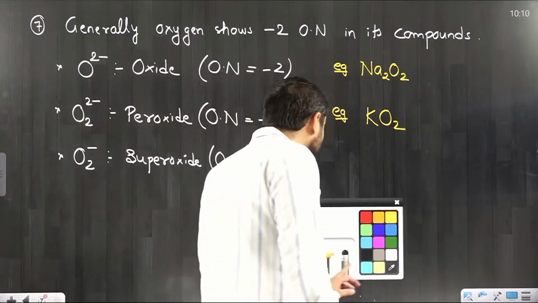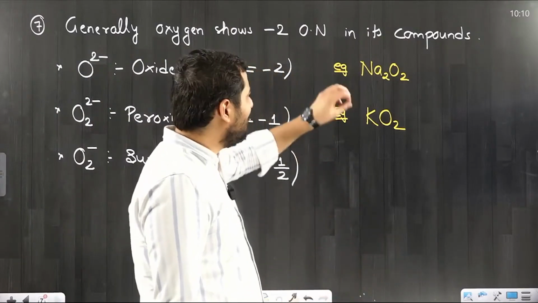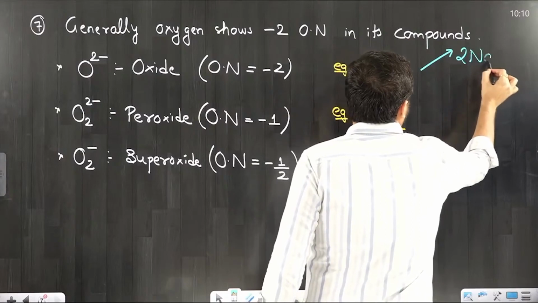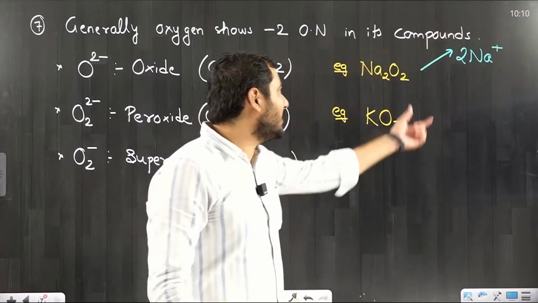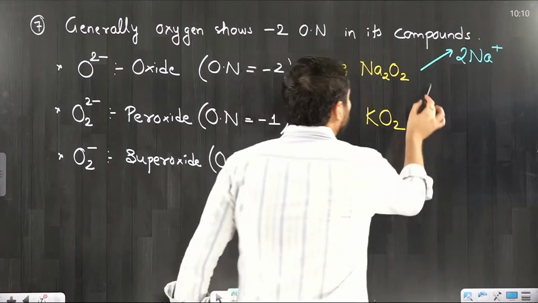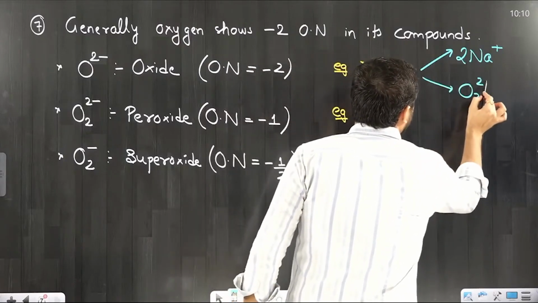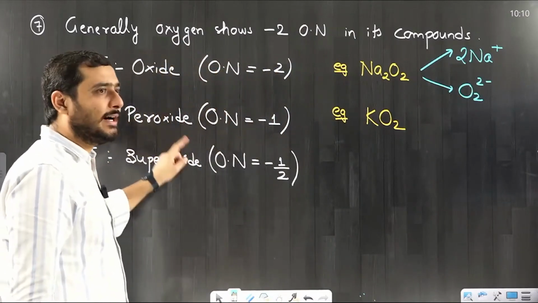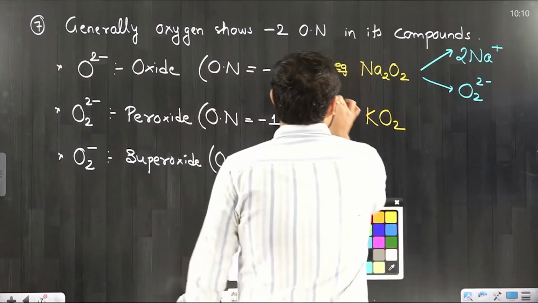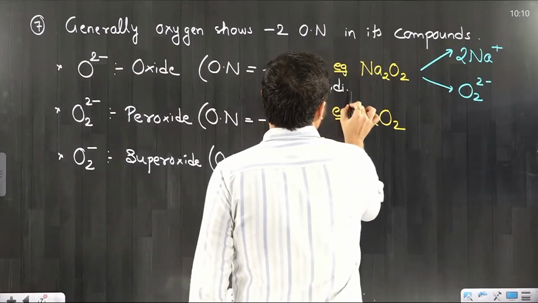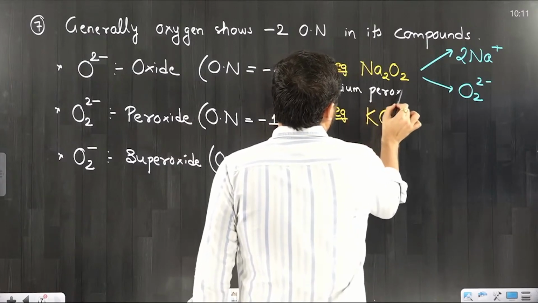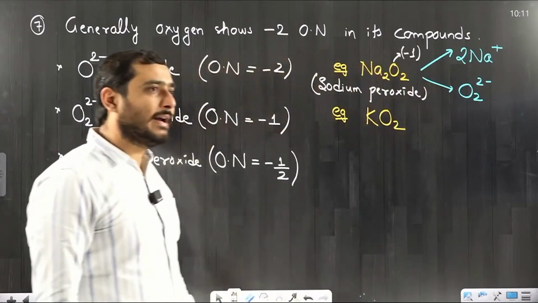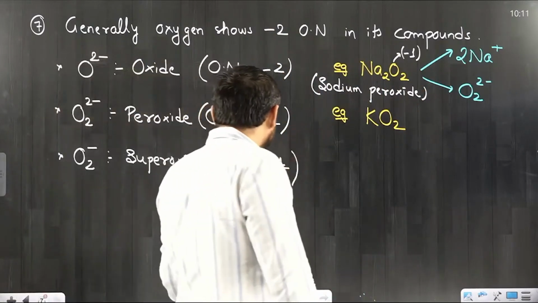Now, how to identify whether it is peroxide or superoxide? It is very easy. Break these into ions. Now, how many sodium are present? 2. And what is the charge on sodium? Plus 1. So, total charge is plus 2. So, this O2 will get what charge? Total minus 2. And what is O2 minus 2? It is which ion? Peroxide ion. So, what is the name of this compound? Can we say this is sodium peroxide? And in peroxide, what is the oxidation number of oxygen? Minus 1.